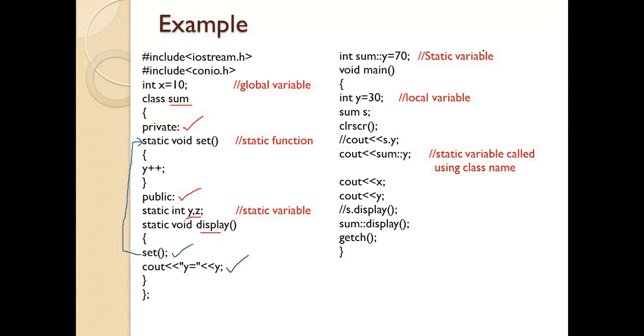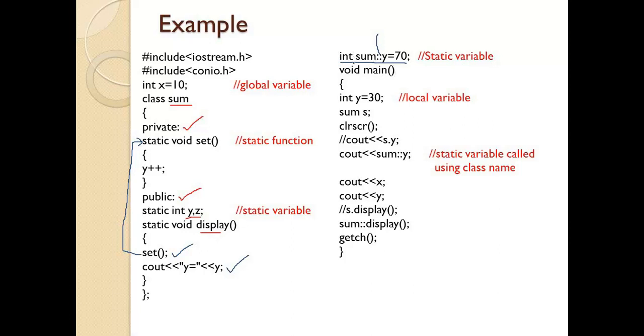And then I'm going for the static variable. See here, I'm giving the value for the static variable y: int sum scope resolution operator y. You would have seen this type of definition. Usually when we define a function outside the class declaration part, we will be using the scope resolution operator. But in this case I'm just defining the static variable, so for that I'm using the class name.